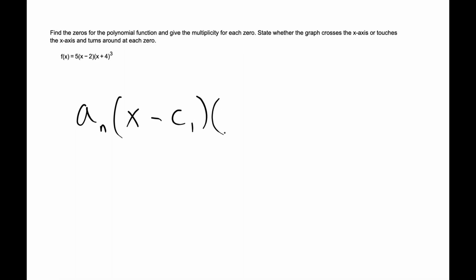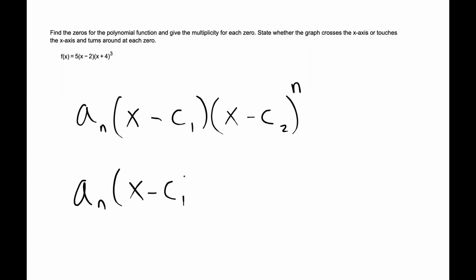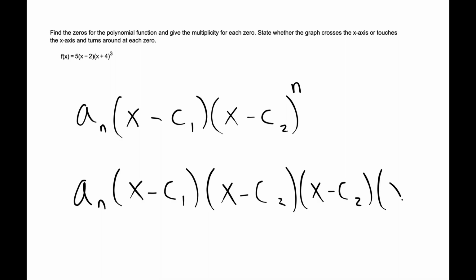c1 and x minus c2, where this factor is repeated 3 times. So it's raised to a power, which means that if I wanted to write it all out, we've got x minus c2 times x minus c2 times x minus c2.